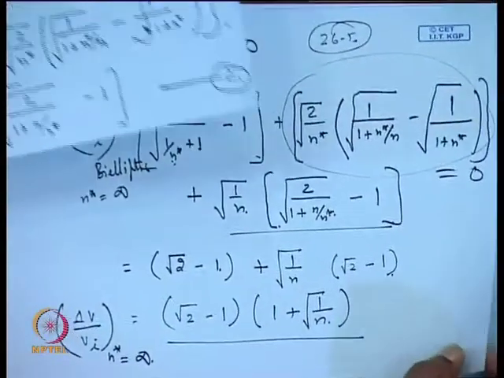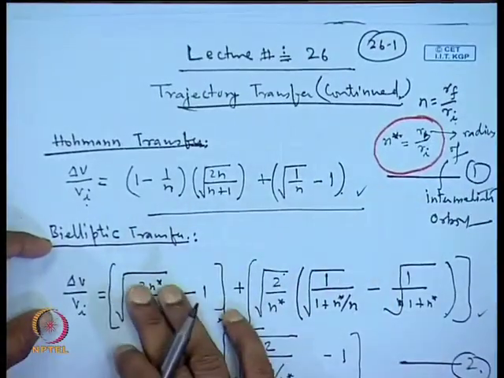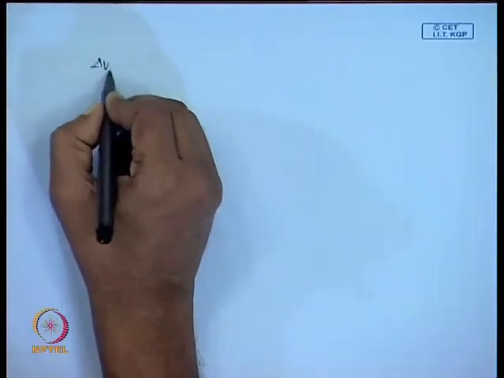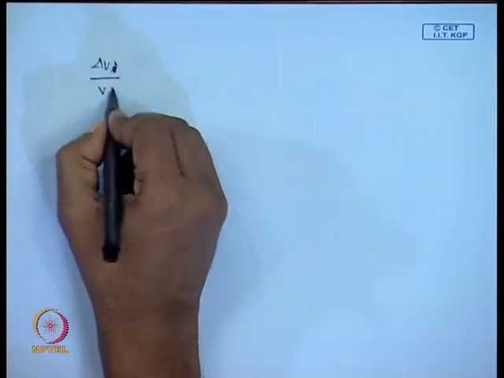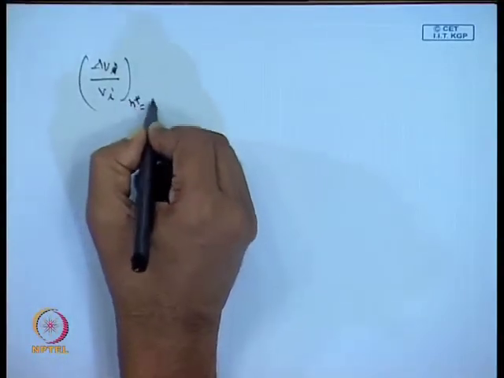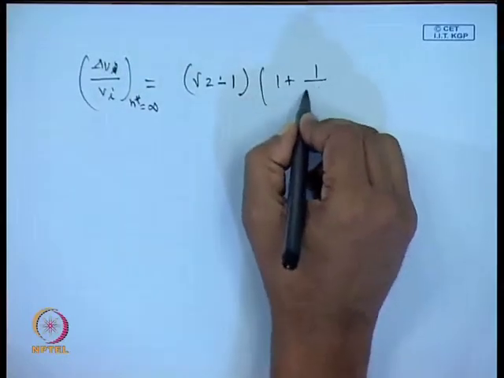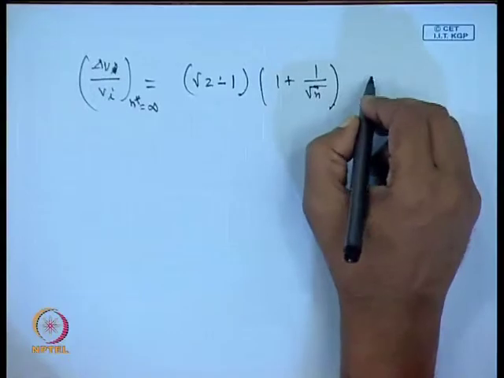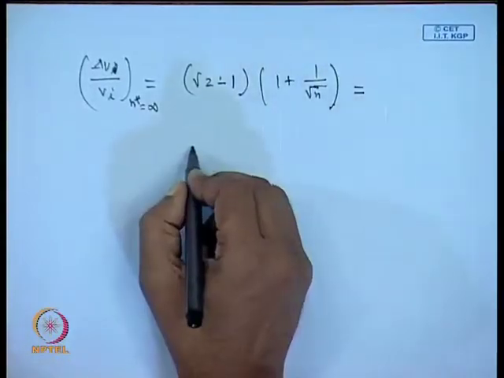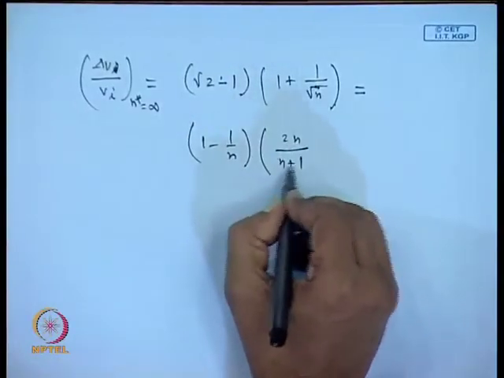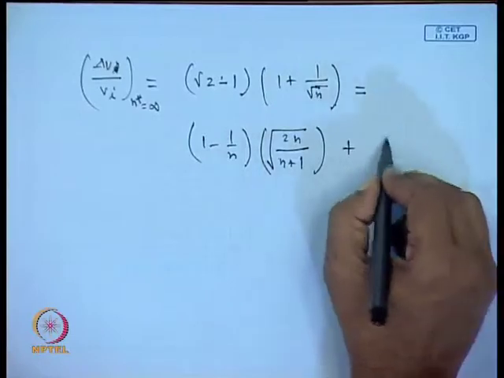So, what we are trying to find out is when this bielliptic transfer and the Hohmann transfer will equalize, and therefore, you need to solve these two equations. Delta V by V I, root 2 minus 1, is equal to 1 minus 1 by n times 2 n by n plus 1 under root.